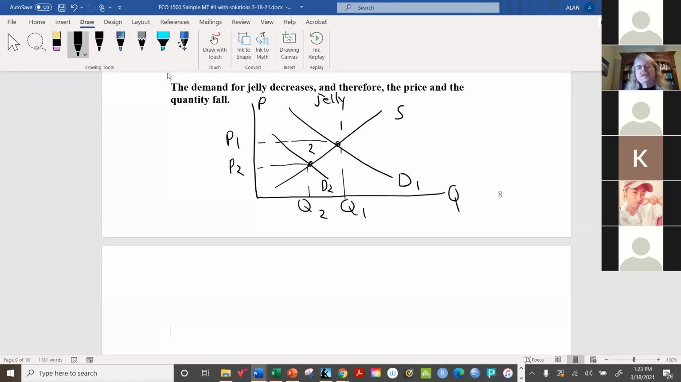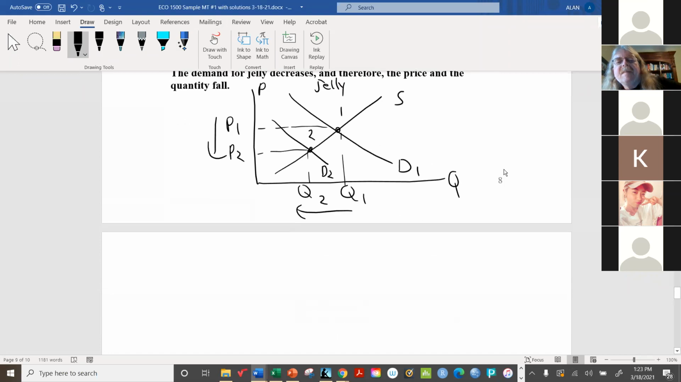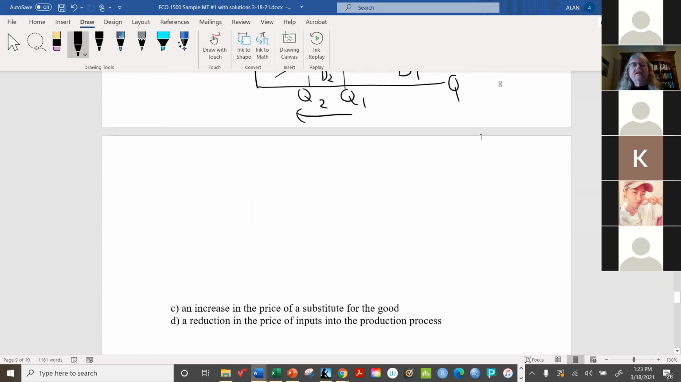Okay, so the price goes down from, the equilibrium goes from 1 to 2, and therefore the price and the quantity both fall. Very good. Now, how about substitutes?